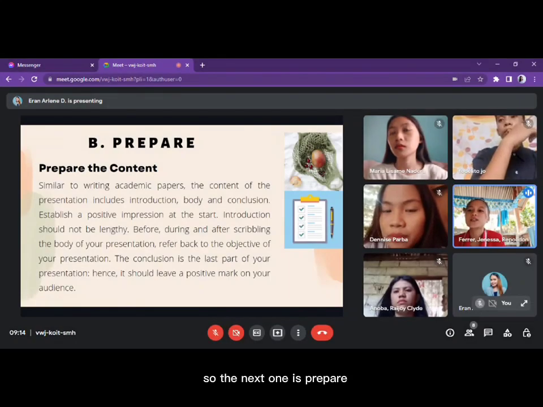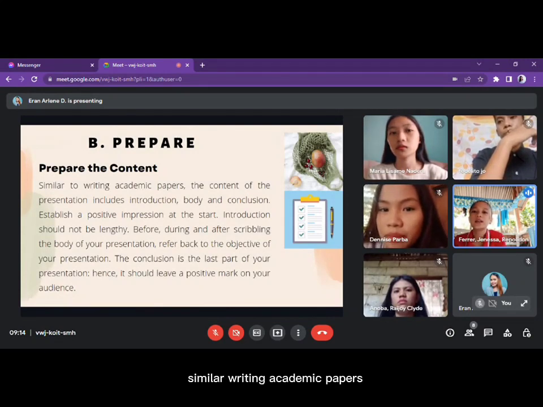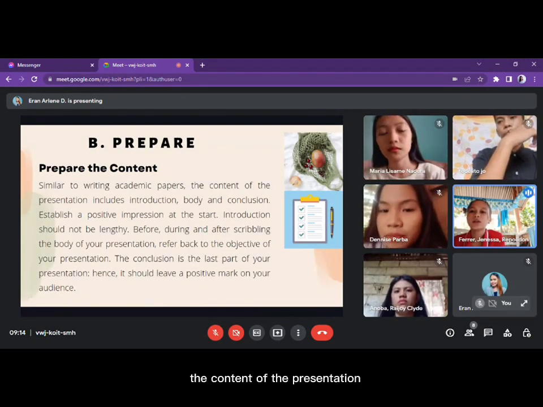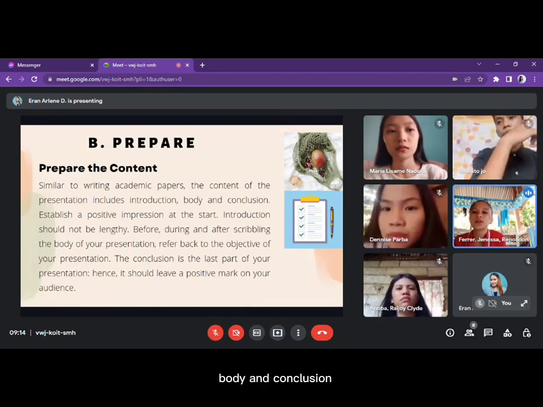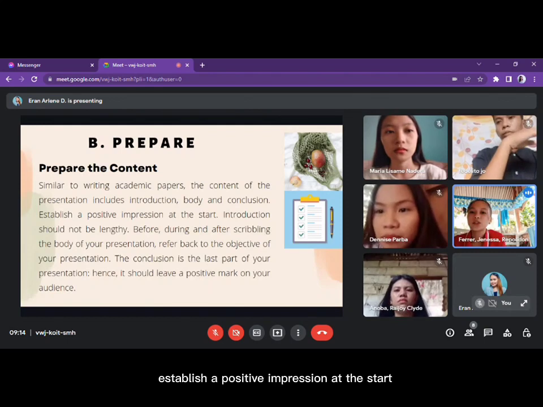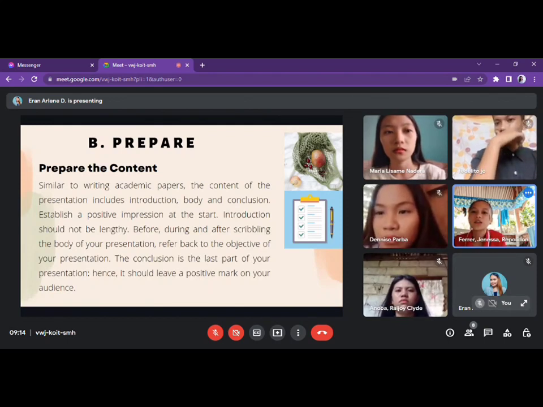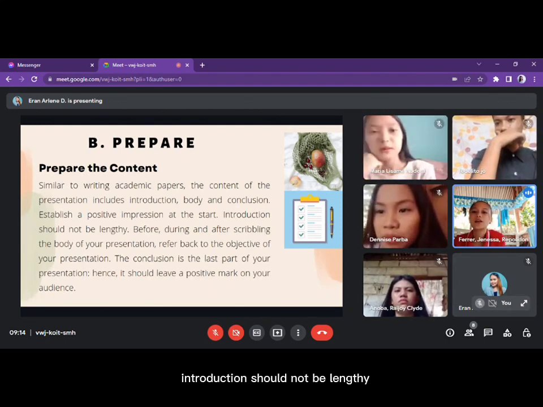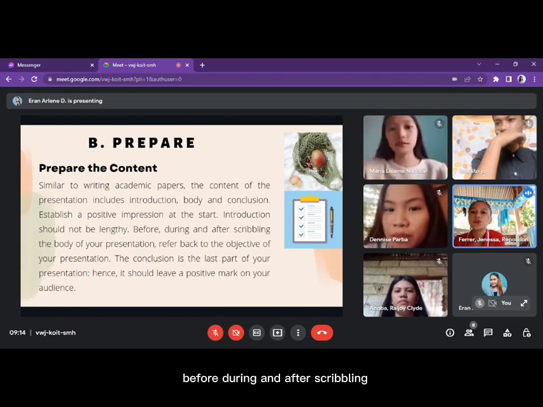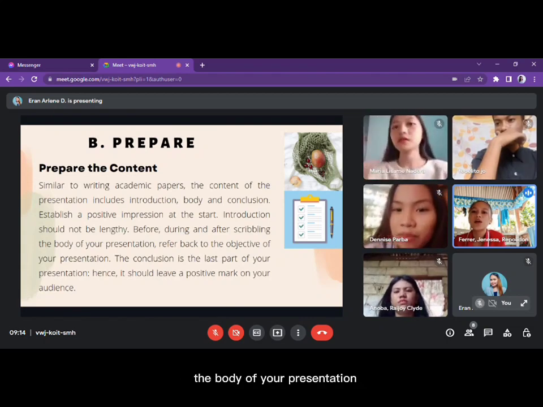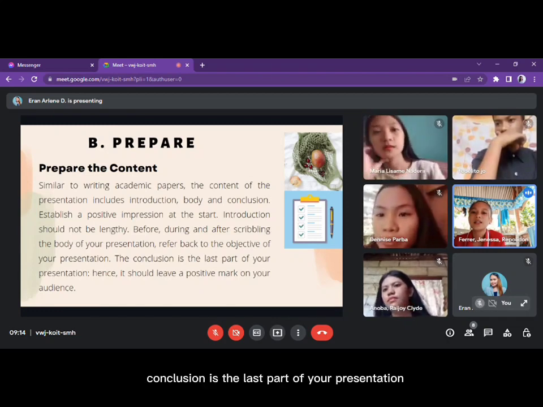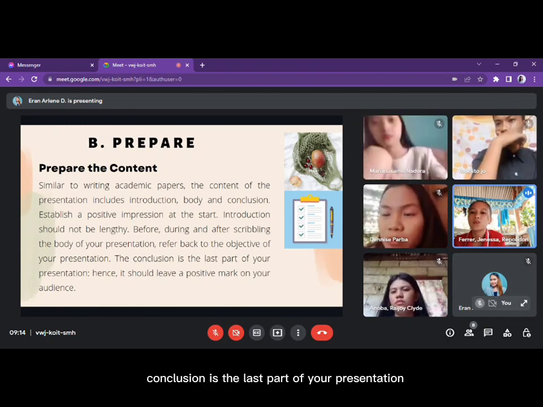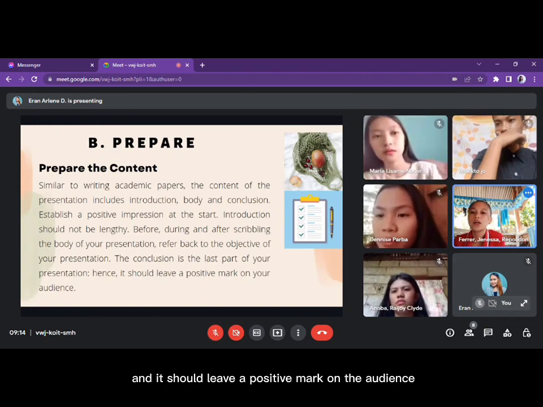So the next one is prepare. Prepare the content. Similar to writing academic papers, the content of the presentation includes introduction, body, and conclusion. Establish a positive impression at the start. Introduction should not be lengthy. Before, during, and after scribbling the body of your presentation, refer back to the objective of your presentation. Conclusion is the last part of your presentation, hence it should leave a positive mark on your audience.